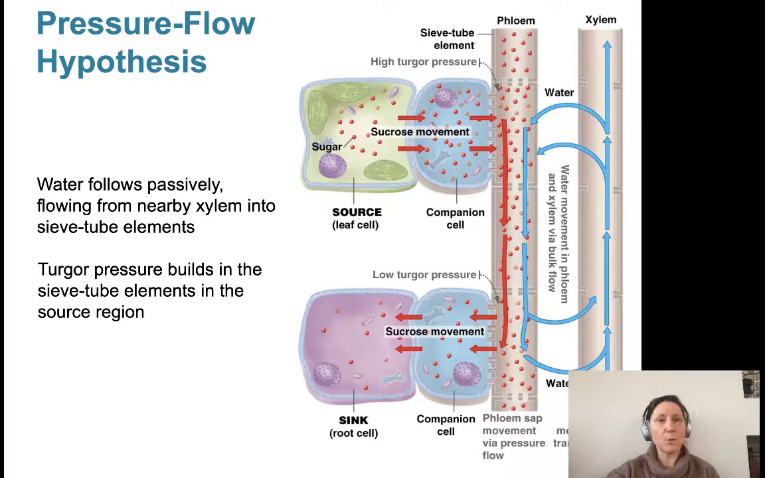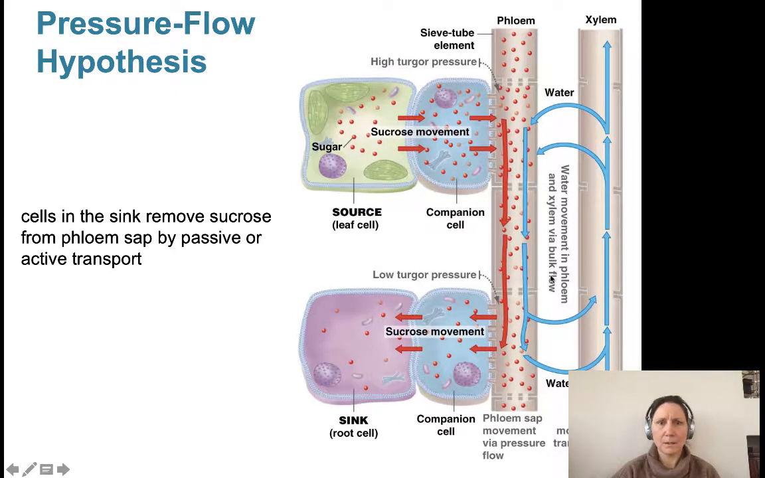So recall that water is moving passively. In other words, there's no active transport. There's no energy expended with water. So it's going to flow from nearby xylem into the sieve tube elements, as you see indicated here. And turgor pressure is going to build in these sieve tube elements in the source region, so up in here. Cells in the sink are going to remove sucrose from the phloem by passive or active transport. So both can be occurring here.